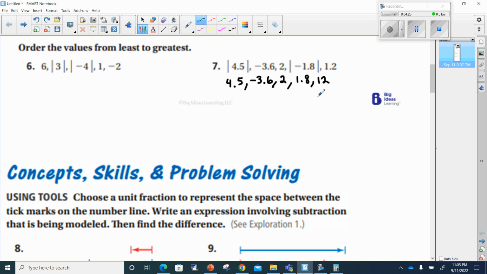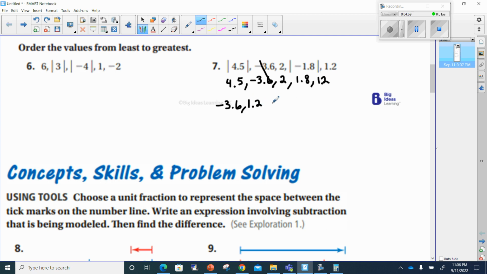Now we have to put these in order. Well, my smallest one is going to be my negative number, so we'll put that first, negative 3.6. Now, let's see, that takes this one out. Now I'm looking for the next smallest number. All of these are positive numbers. I know that, oh, I'm sorry, this is 1.2. 1.2 is less than 1.8, and they're both less than 4.5 and 2. So my next one's going to be 1.2.